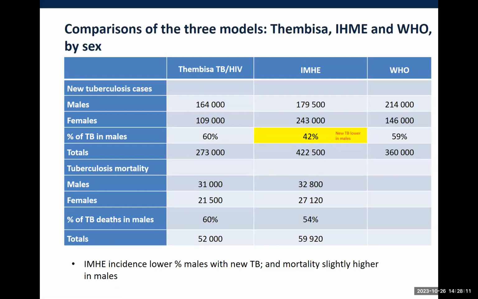And for the comparison of the estimates by sex, our estimates were fairly consistent with WHO, but the IHME was different, specifically for the new TB or TB incidence, estimating men to be slightly lower, and this is not what we would have expected.